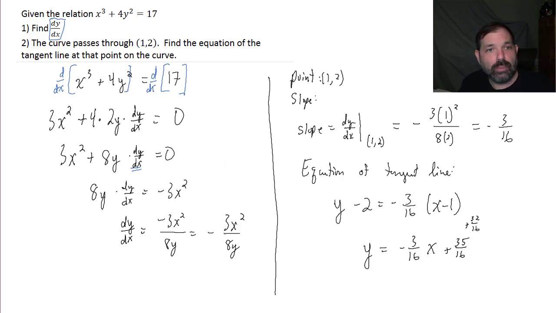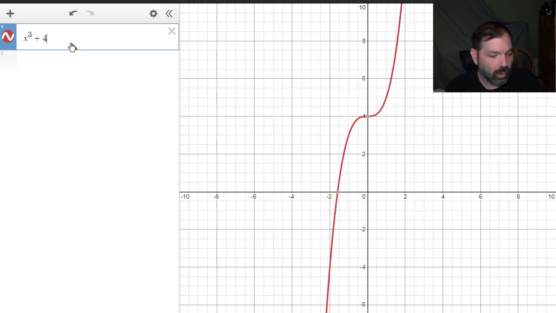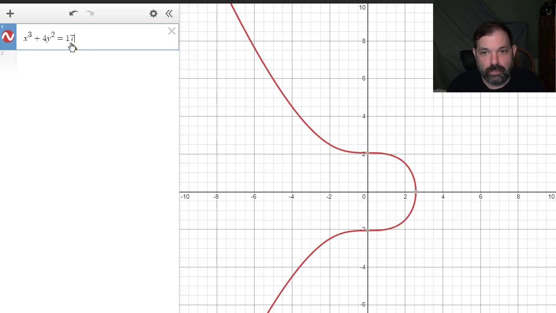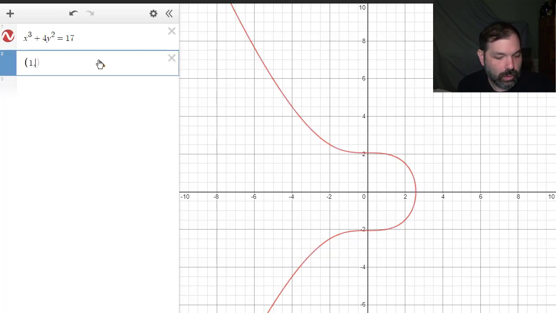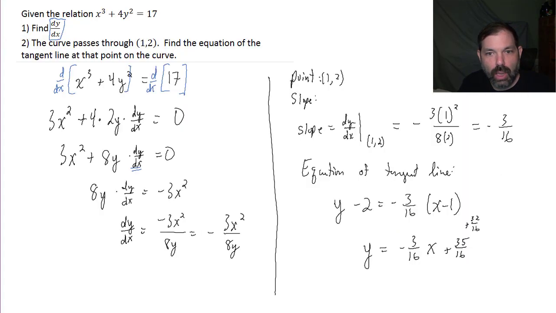So we have x cubed plus 4y squared equals 17. So here I'm on Desmos.com. Let's type in x cubed plus 4y squared equals 17. And we have this graph. And let's plot the point 1, 2. So there's the point 1, 2 on the curve. And let's see, let's graph the equation. The equation that I got was y equals negative 3/16 x plus 35/16. Let's go ahead and graph that as well.